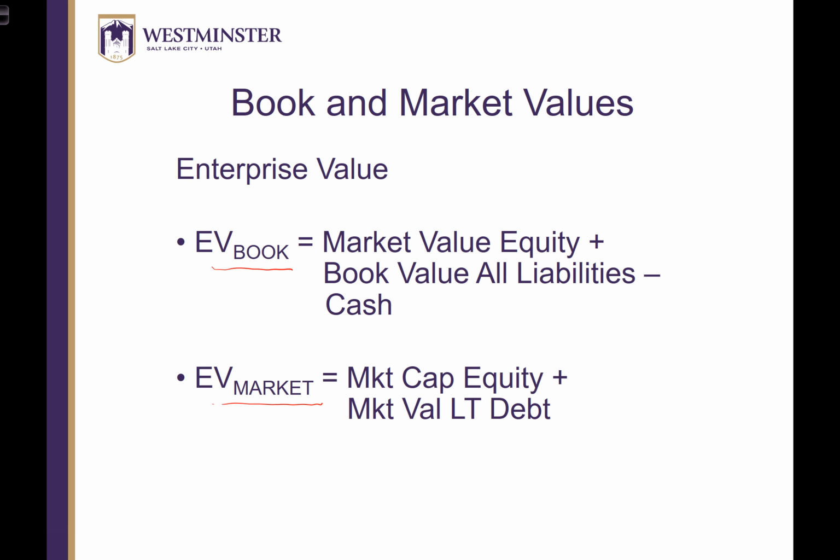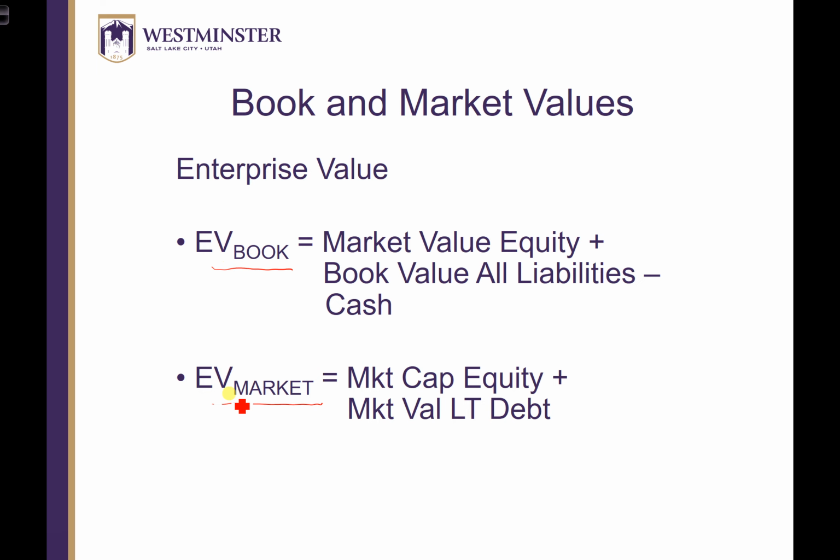So the enterprise value from a book value perspective is the market value of the equity plus the book value of all the liabilities. Well, that would include all the long-term debt and the current liabilities. And then we subtract cash from that. Remember that cash is part of current assets. That might be helpful as we look at some numbers here in a few moments. So this is the book value perspective of enterprise value.